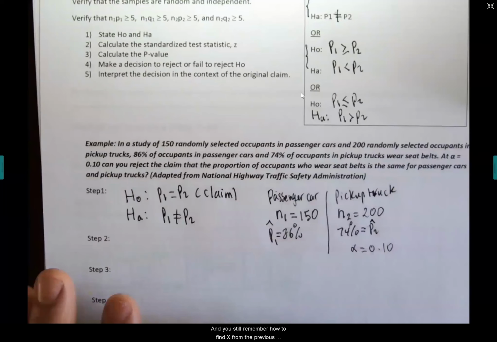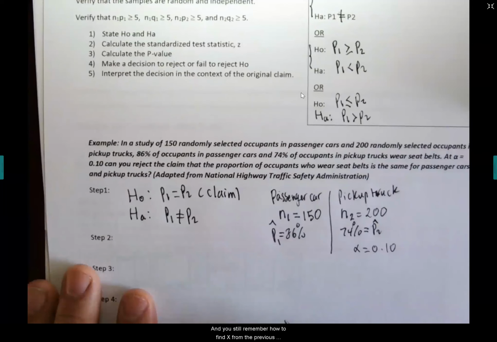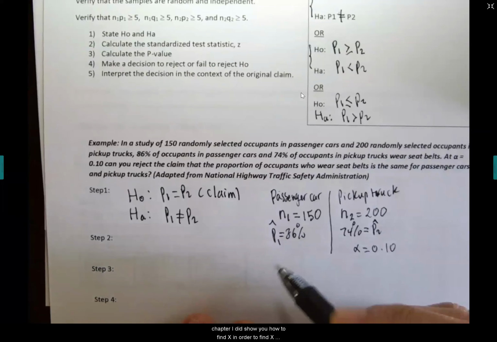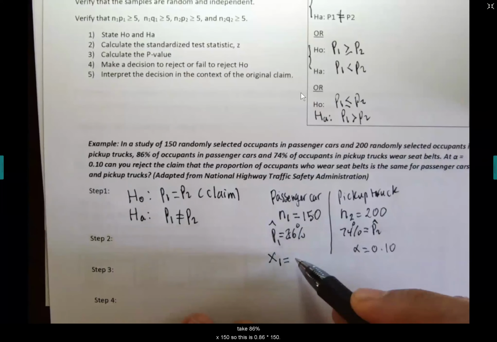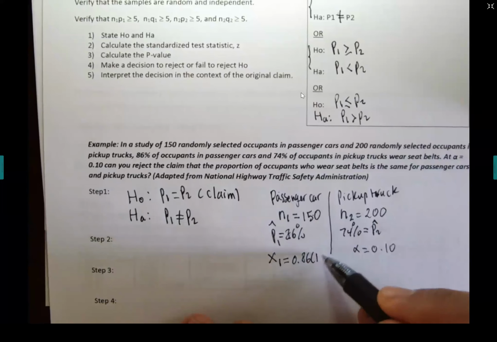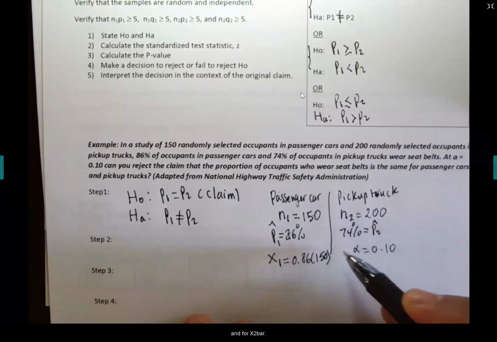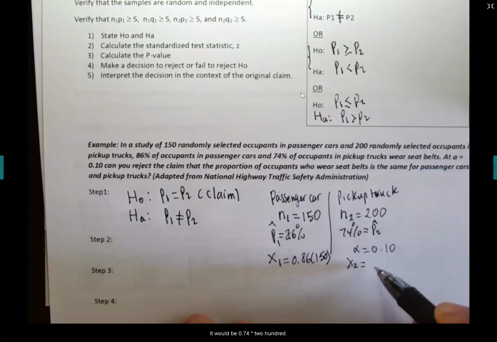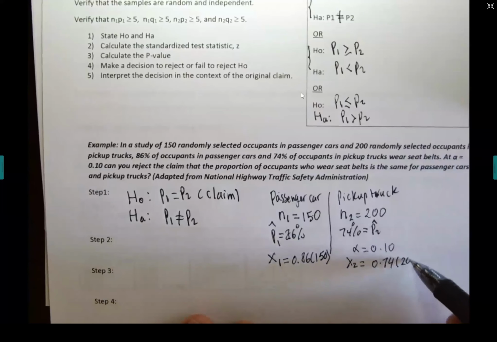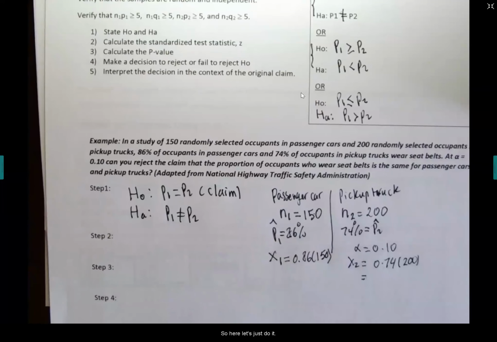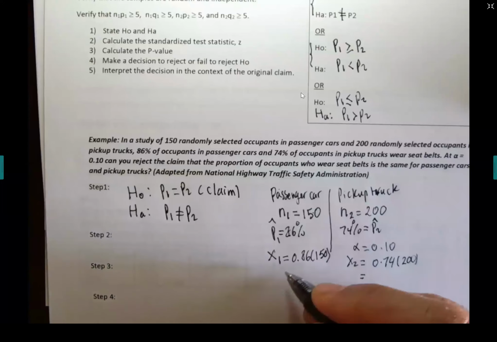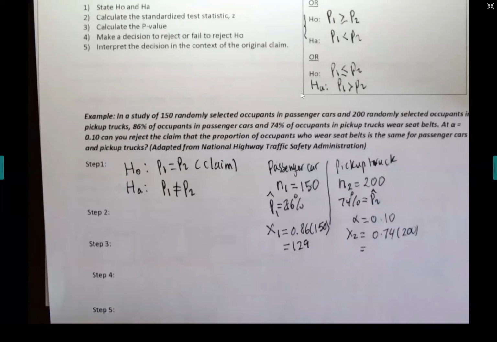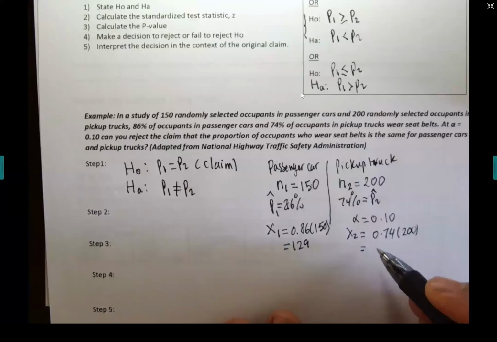And do you still remember how to find X from the previous chapter? I did show you how to find X. In order to find X, which is X1 here, you take 86%, guys, and multiply by 150. So this is 0.86 times 150. And for X2, it would be 0.74 times 200. So here, let's just do it. 0.86 times 150, guys, it will be 129. And this one will be 148.